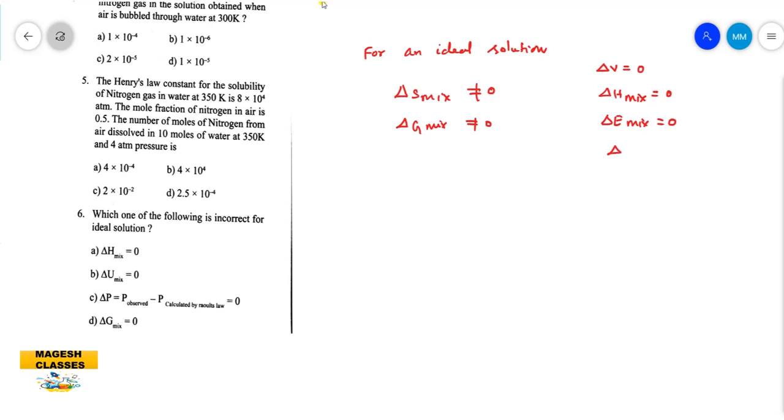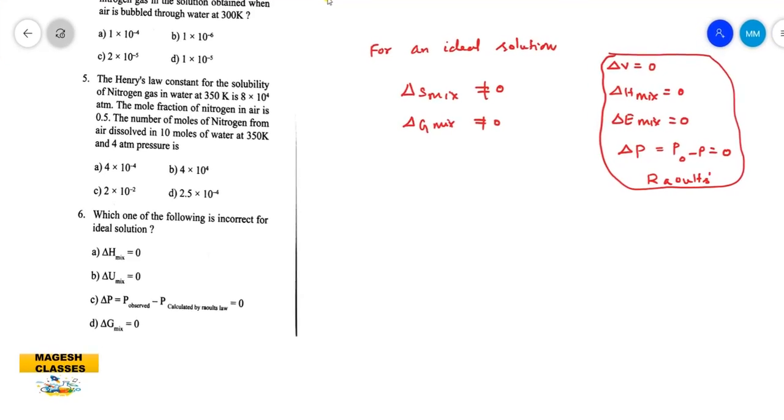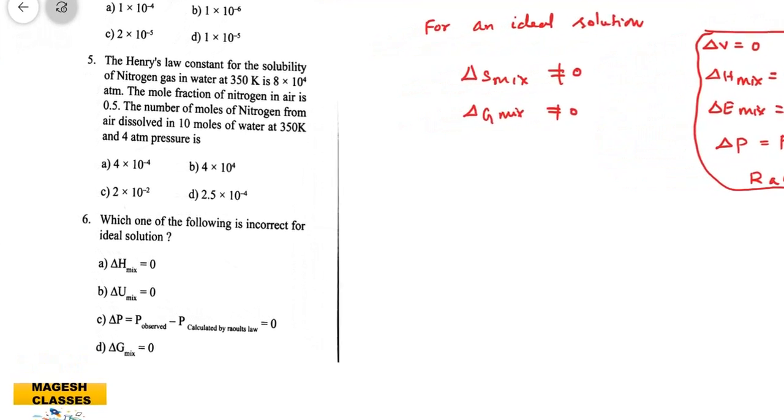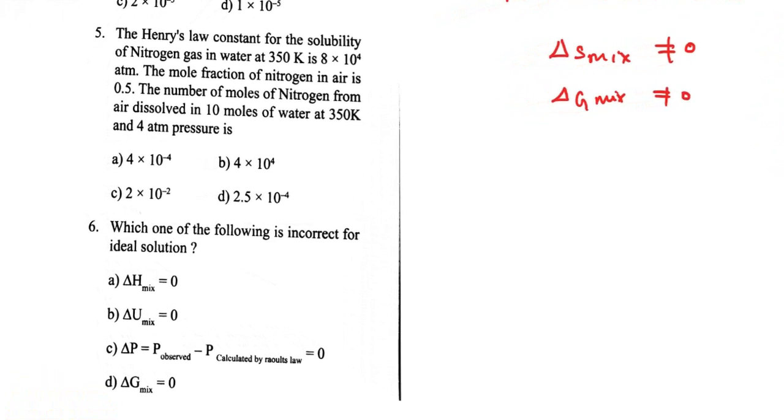And del P, that is the lowering of vapor pressure, is equal to P naught minus P, is also 0, because ideal solutions obey Raoult's law. So these terms are 0 for the ideal solution when mixing takes place. Only the variables are entropy and free energy. The question: which one of the following is incorrect for an ideal solution? So del H of mixing is equal to 0.